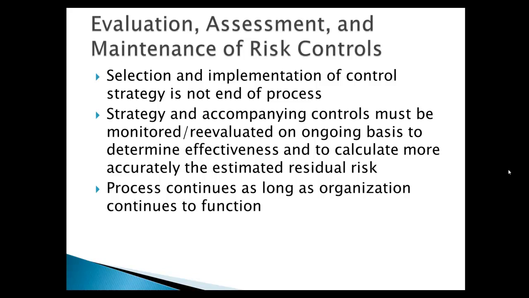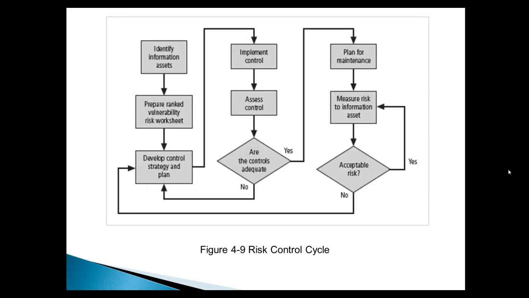Selection and implementation of a control strategy is not the end of the process. As I mentioned, it's a process that continues as long as the organization continues to function. So this is not a one and done situation. You need to remember that once you finish it, you're going to start the process again, and it's cyclical in nature. Here is the basic flow chart of the risk control selection cycle. Again, identify the assets, prepare a vulnerability risk assessment sheet, and then you work your way through the process, flipping back to the control strategy and starting the process all over again.